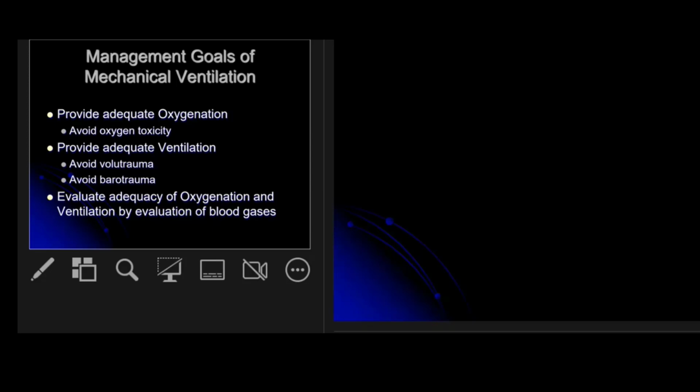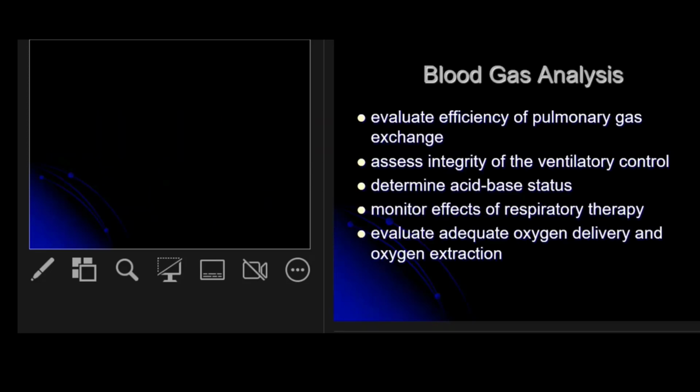So most people now recommend using 6 to 8 cc's per kilo of tidal volume based on ideal body weight. Not actual body weight, but ideal body weight. That way you avoid the volume-induced injury, or volutrauma. Questions about that? Does that make sense? That's what we're going to end up targeting when we get down to the mechanics of the ventilator. So now let's talk a little bit about blood gas analysis.